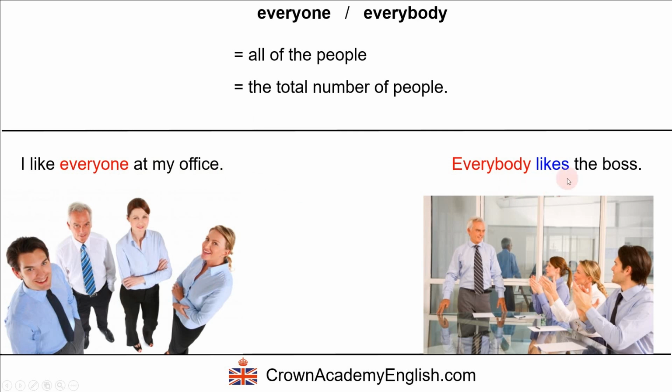And everyone likes the boss. I think this is the boss. The boss is here, and everyone likes the boss. She likes the boss, she likes the boss, and he likes the boss. Everyone likes the boss. And again, I've put the verb in blue because this is the third person singular of the present simple. I like, you like, he, she, or it likes with an S. So, third person singular.